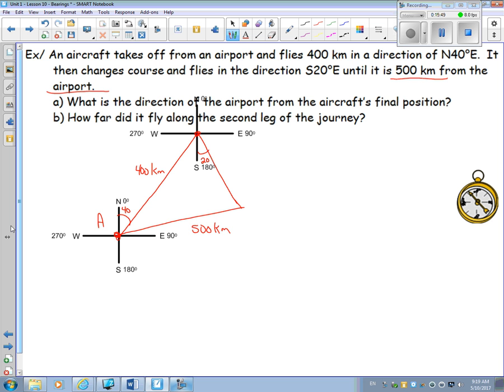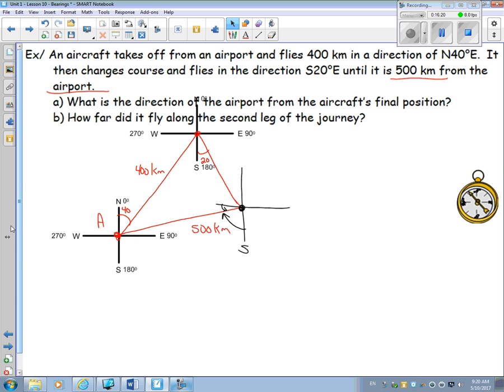Okay. What is the direction of the airport from the aircraft's final position? So our aircraft is sitting right here. I want to know what is the direction of the airport. So how do I get back to the airport if I need to? What direction do I need to fly? It's going to have to be south something east, or east something south. Sorry, west. Wrong direction. This is the west. I need to figure out that angle.